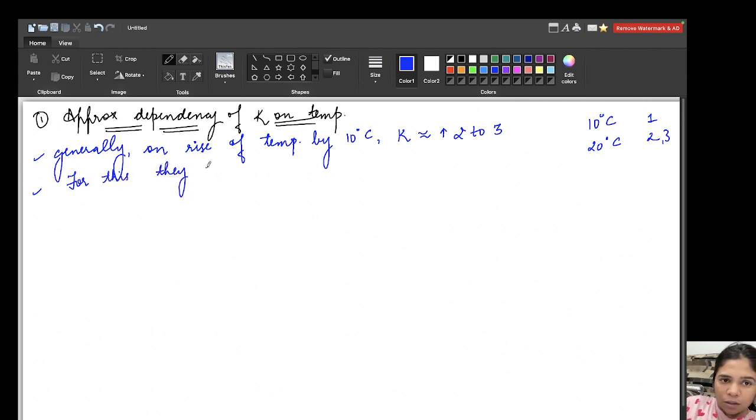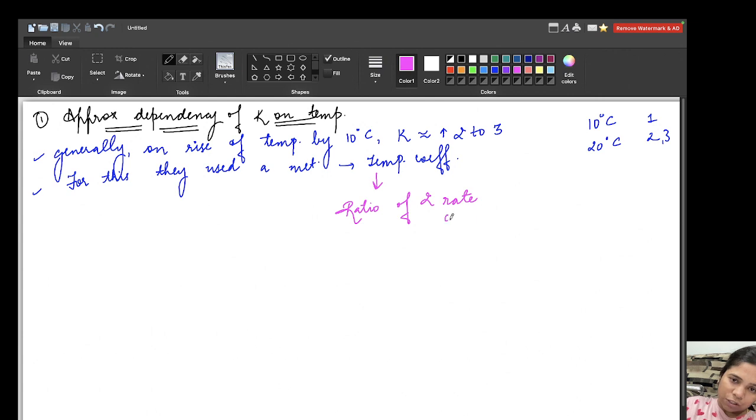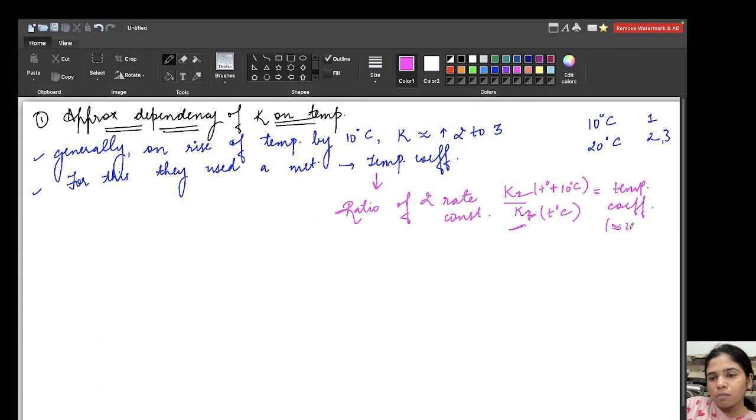Okay. So for this they used a method. And what is this method called? Temperature coefficient. And what is it basically? Temperature coefficient is nothing but the ratio of two rate constants. So K2 by K1: let's suppose the initial temperature was T degrees Celsius, and after some time you increase the temperature to T plus 10 degrees Celsius. This is what is called the temperature coefficient, and this value approximately comes out to be 2 to 3. Okay, we'll do some questions based on this.